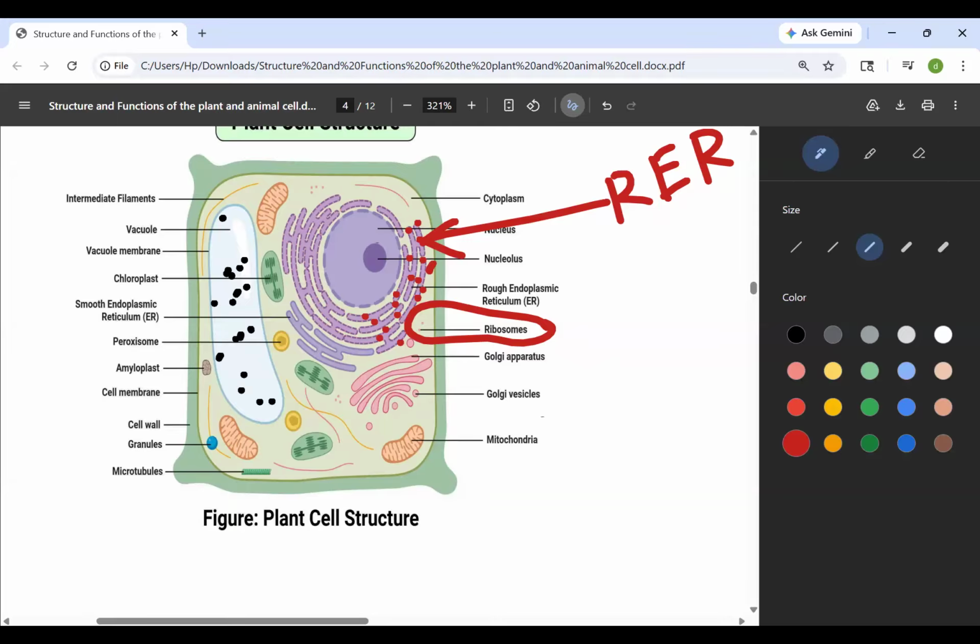And there are smooth endoplasmic reticulums. They haven't given it in the textbook, but there are some other things here, this part I'm circling. That is smooth endoplasmic reticulum, SER. Why do we say smooth? Smooth means they don't have those dots. I'm just labeling the parts, then after that I'll teach you about each and every organelle.